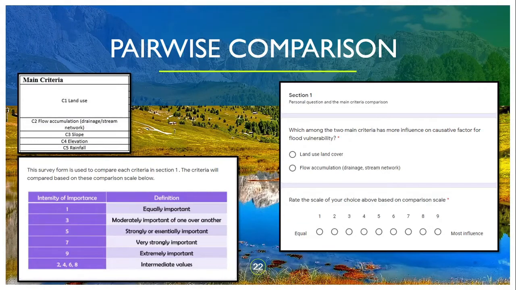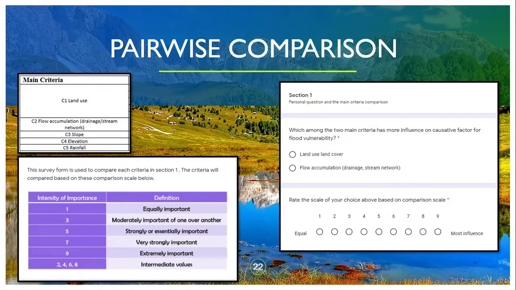Okay, this is the questionnaire for pairwise comparison. The first one is for main criteria C1, C2, C3, C4, and C5. The second image is the survey form used to compare each criterion in the section. The criteria will be compared based on this comparison scale below. The scale is 1 to 9, from equal importance to extremely important.